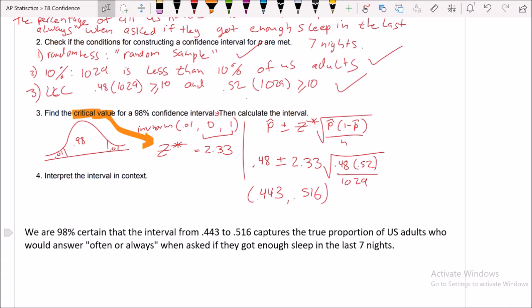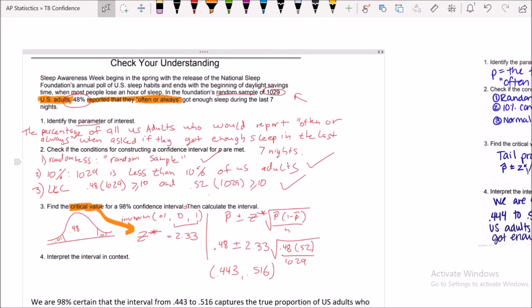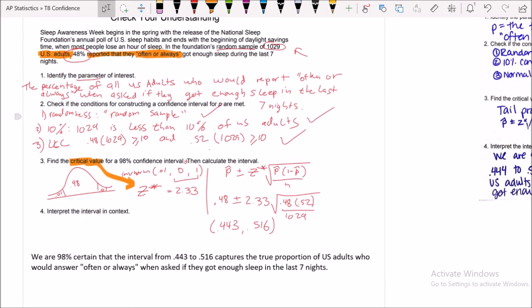If you're one of my students, always give the full context when you answer an interpretation question like this. Sometimes in my experience, students will say like, we're 98% certain that the interval from 0.443 to 0.516 captures the true proportion. That's not good enough. Both on my exam and on the AP exam, you're going to get marked down for that. Because this isn't a math question, this is a contextual question. Okay, it's talking specifically about US adults reporting on a sleep survey.